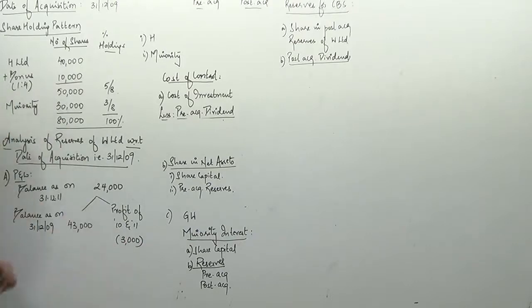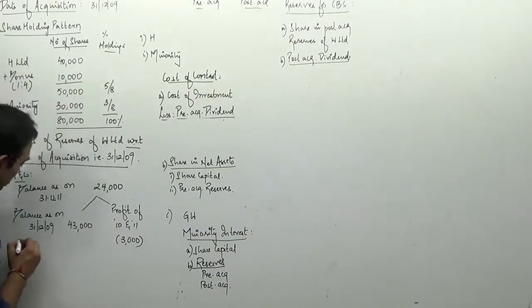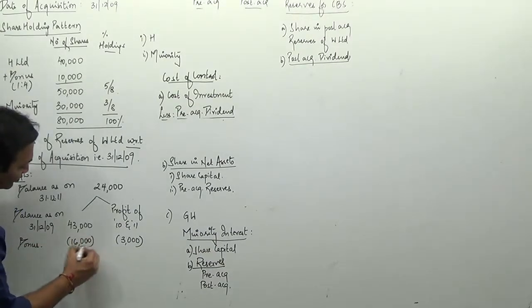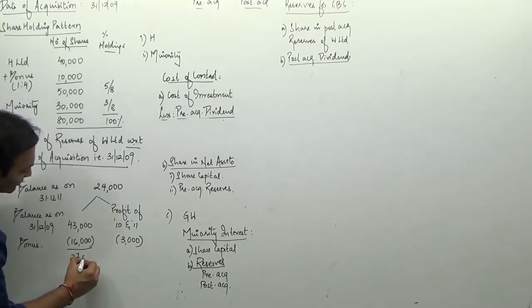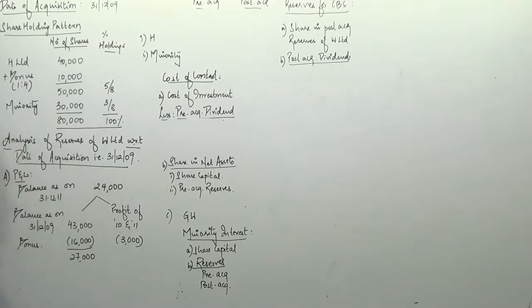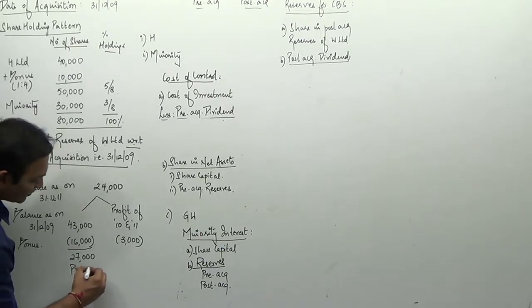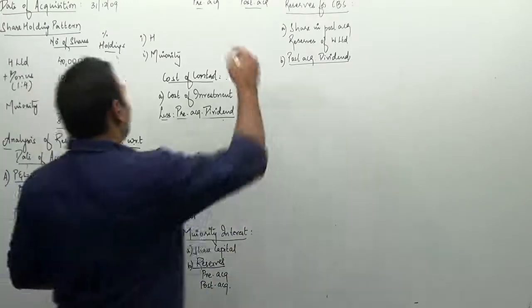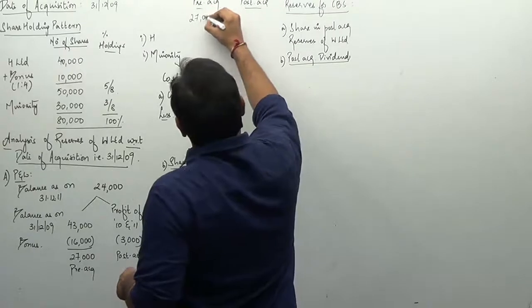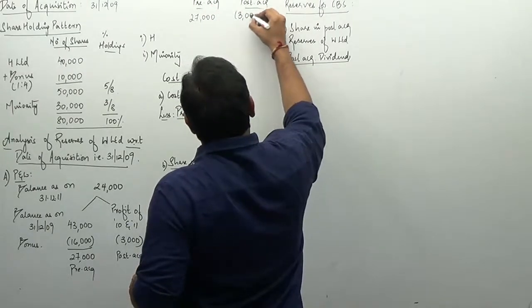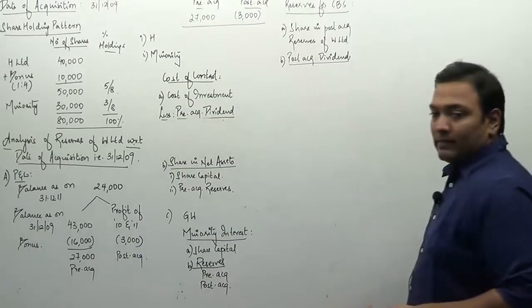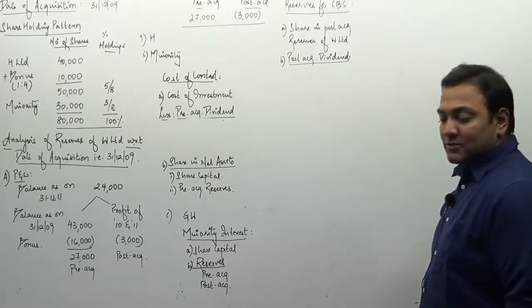So obviously this is not correct. So there should be an adjustment for bonus. Always out of pre-acquisition reserves, 16,000 bonus. This will leave me a balance of 27. Check 27 minus 3, perfect. Yes. So this 27 is pre. Minus 3,000 is post. Split 5 by 8, 3 by 8.